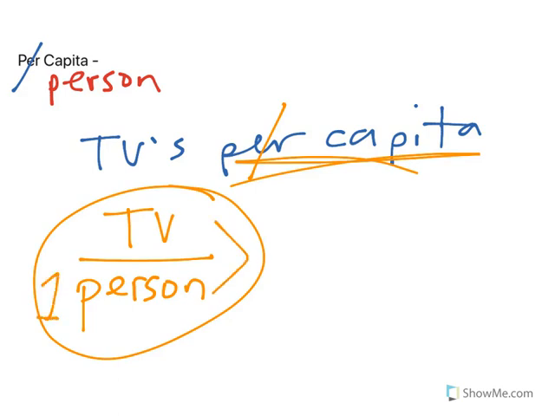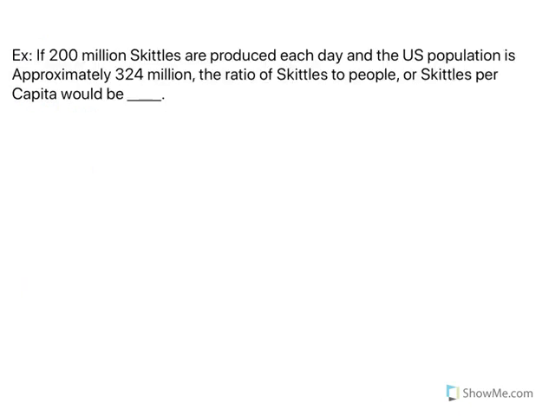Now, it does generally mean per one person, so after you write your ratio, you're going to want to simplify that ratio down to a decimal where your denominator is 1. So let's look at the application here.